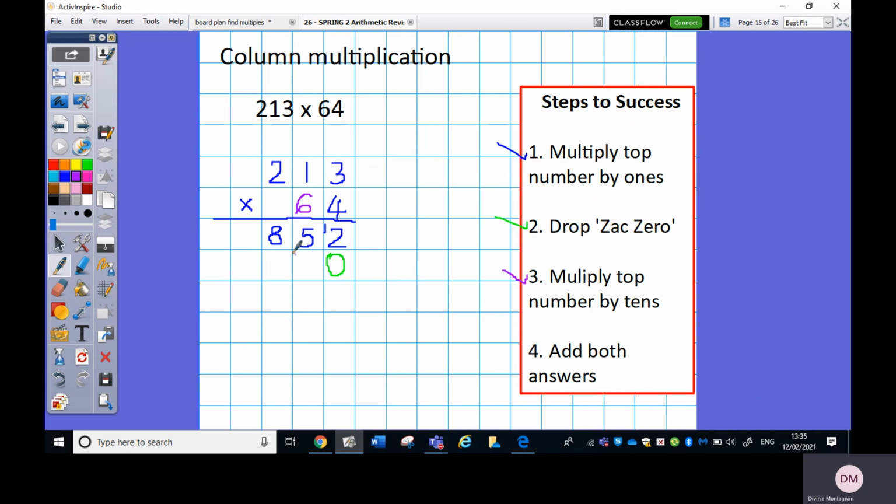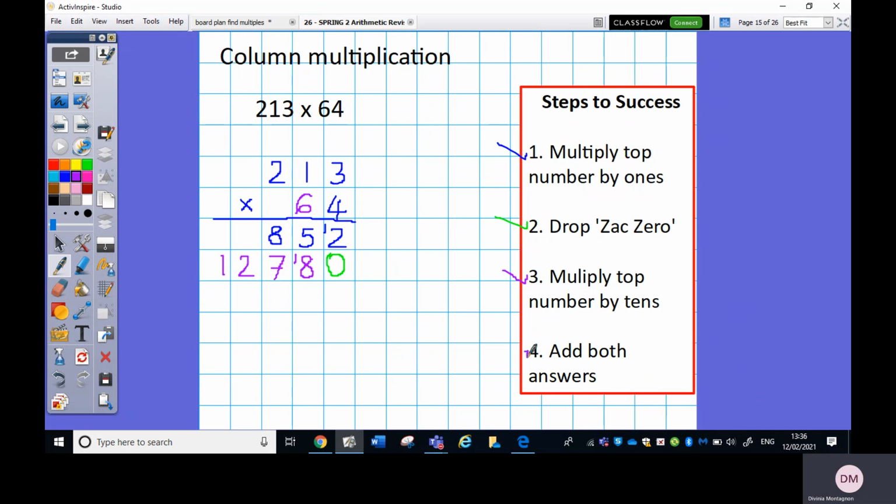6 times 3 equals 6, 12, 18. So I'm going to place 1 there and write 8. Next, 6 times 1 equals 6 plus 1 equals 7. Next, 6 times 2 equals 12. Good. Okay, now what do I need to do?